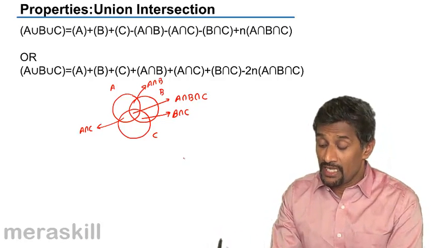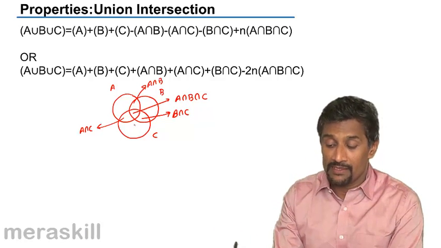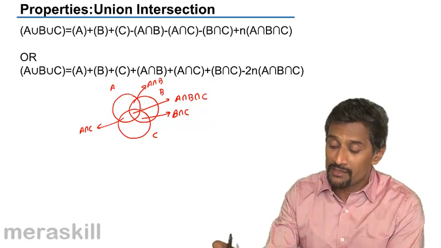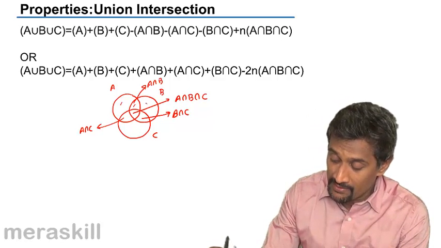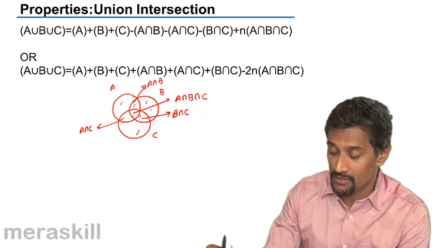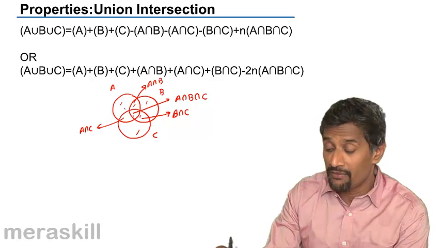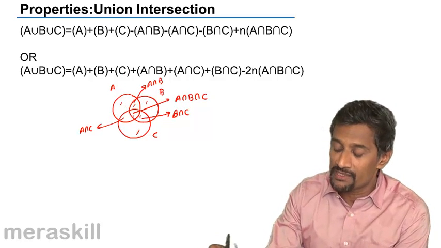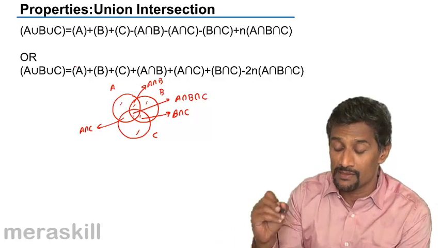Now in such case, the union of A, B and C, that means the elements should lie either in A or in B or in C, which means it could lie in this region, in this, in this, in this, and this. So 3 plus 7 positions for A union B union C. That means it has to be somewhere within these three circles.